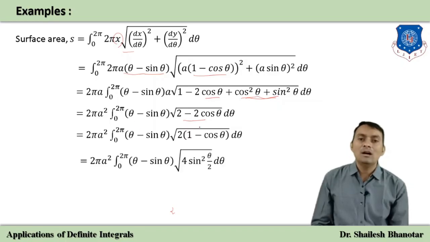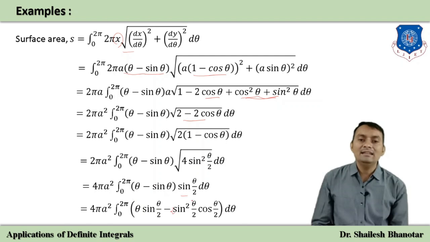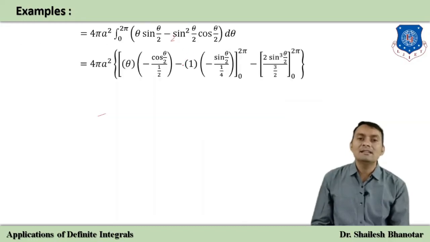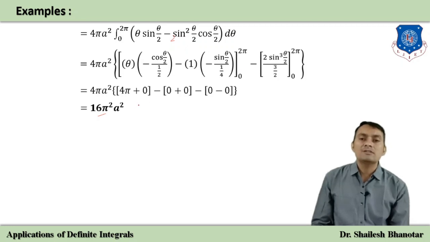But again 1 minus cos theta is nothing but 2 times sin square theta by 2, so after simplifying you will get this one, and sin theta is what? Exactly 2 times sin theta by 2 into cos theta by 2. Again sin theta by 2 is there, so we can write 2 times sin square theta by 2 into cos theta by 2. When you simplify each and every step, and you know that formula also, you will get 16 pi square a raised to square.